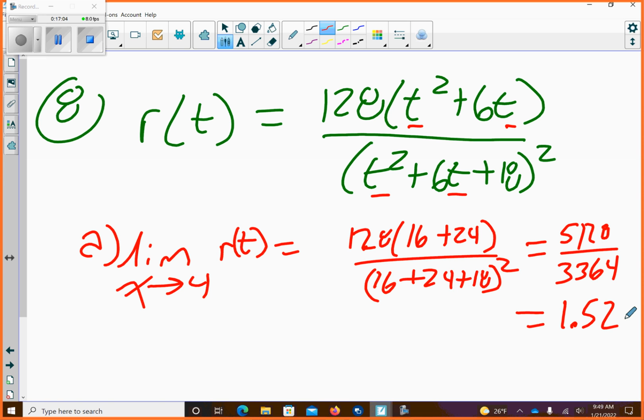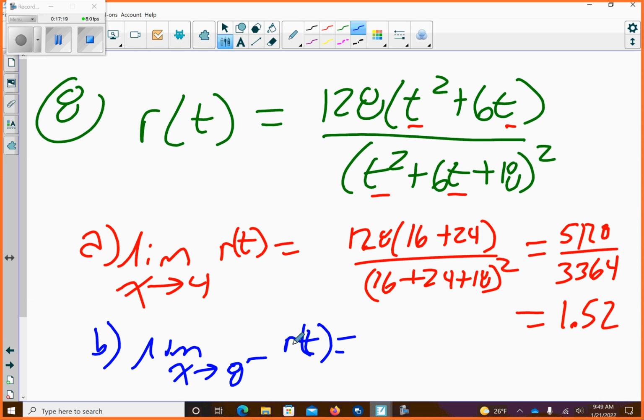It doesn't matter which way you're doing it. And then letter B, they say find the limit as t goes to 8 coming from the negative side of R(t). This one, I would just go ahead and plug the 8 in for the t's as well. And let me just grab my calculator real quick.